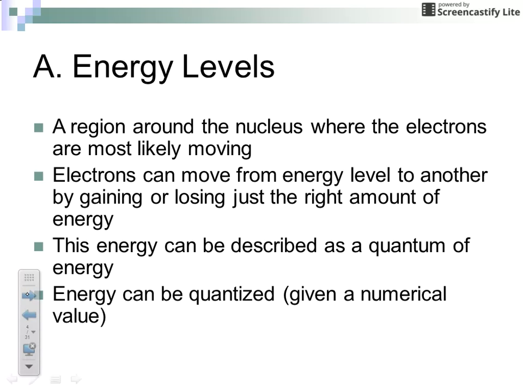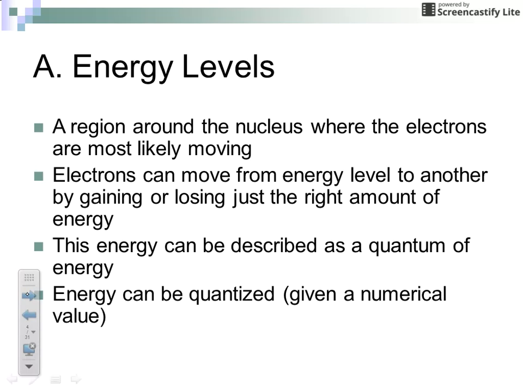But Bohr gave us some very important and useful information as far as models go for us to understand the concept. When we think of an energy level, we're talking about the region around the nucleus where the electrons are most likely to be found moving. And yes, electrons are moving. They move around within the electron cloud. They're spinning and they're orbiting around the nucleus. They're not stationary.